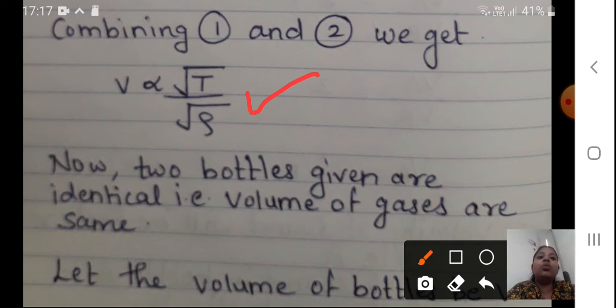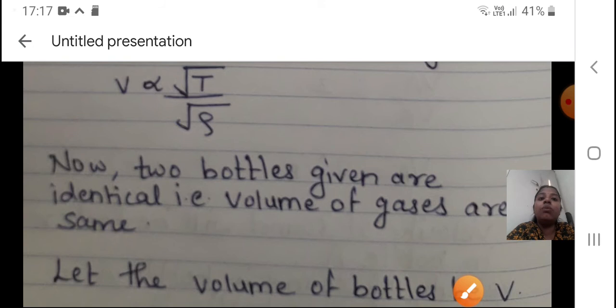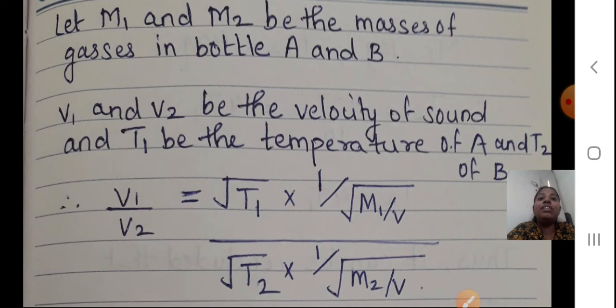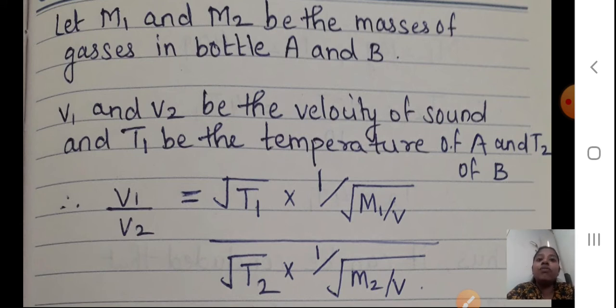Now, the two bottles given are identical, that is, the volume of the gases is the same. Let the volume of the bottles be V. Let M1 and M2 be the masses of the gases in bottles A and B. V1 and V2 are the velocities of the sound, and T1 is the temperature of A and T2 is the temperature of B.